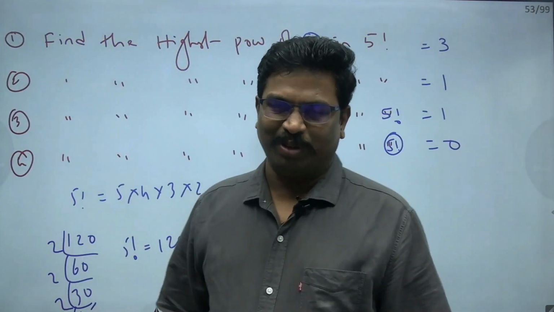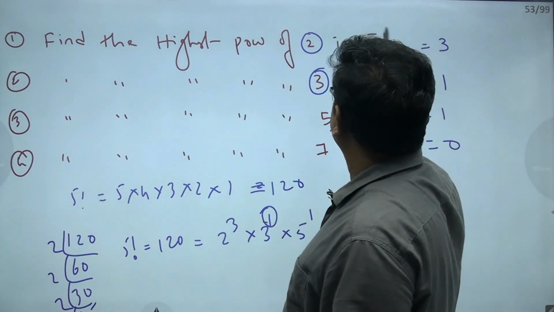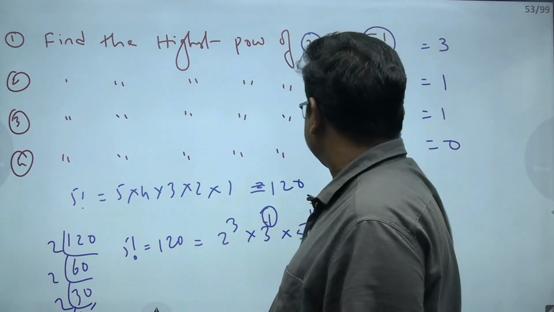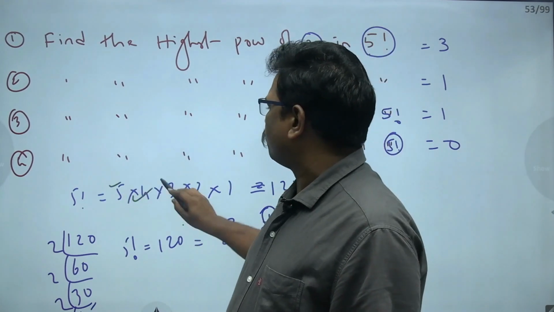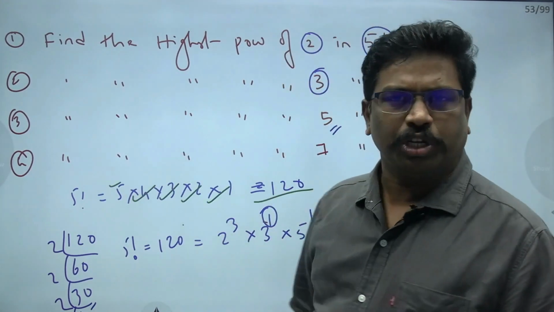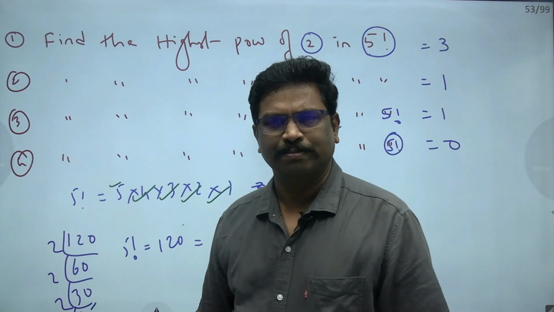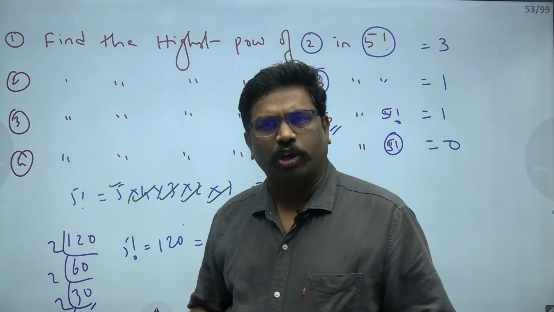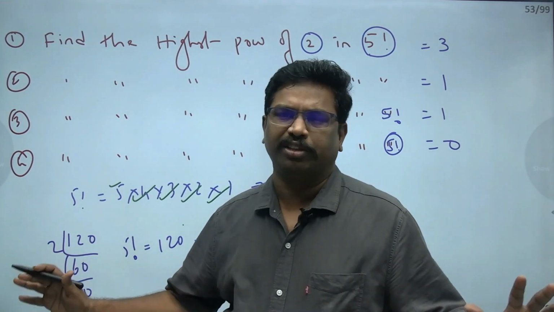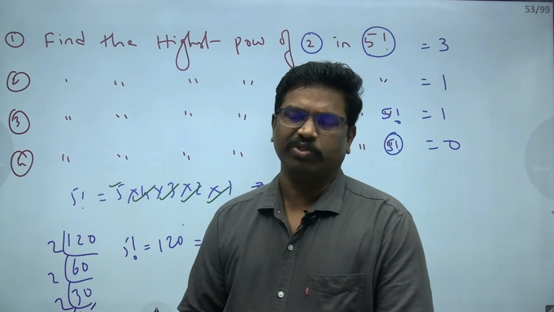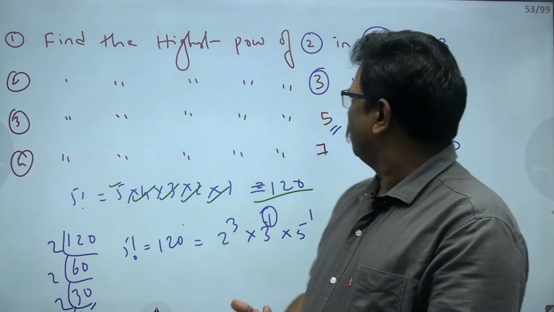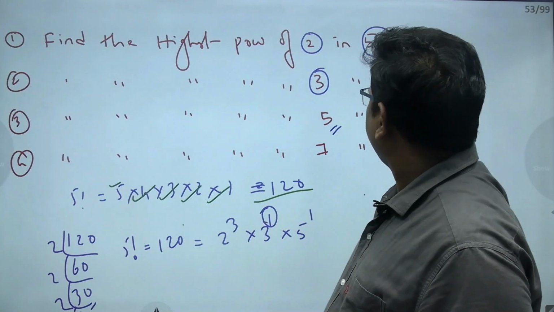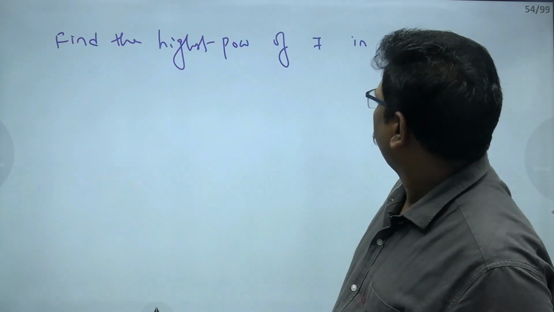If you observe the previous question, I said 5 factorial. So you are writing 5 factorial as simply 5 into 4 into 3 into 2 into 1, that's it, 120. Yes or no? Very nice. Alright.